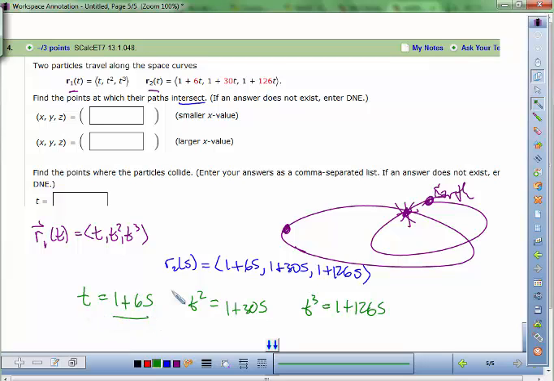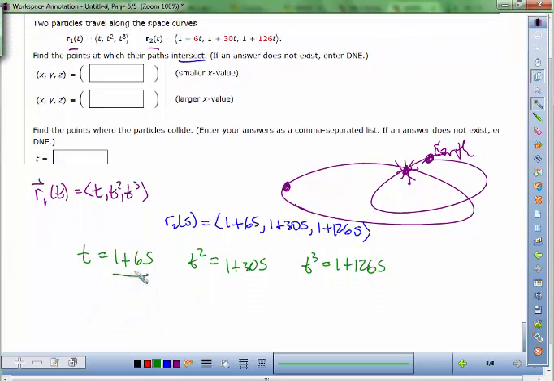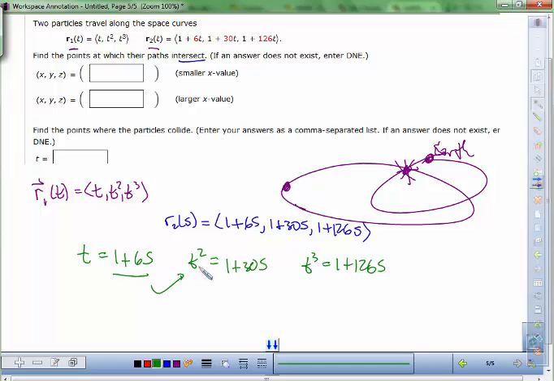t is already solved for in the first one. Let's take that t and put it into the second, and then we'll solve for s. So we got the quantity 1 plus 6s squared, that's the t we're substituting, equal to 1 plus 30s. Now we just have an equation with only s in it. Let's solve for s. This is going to be easy.